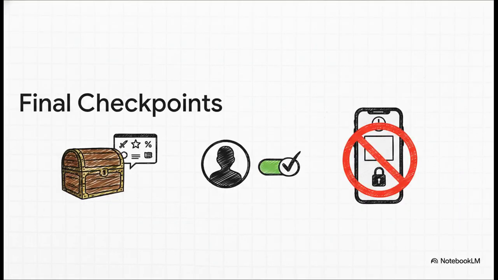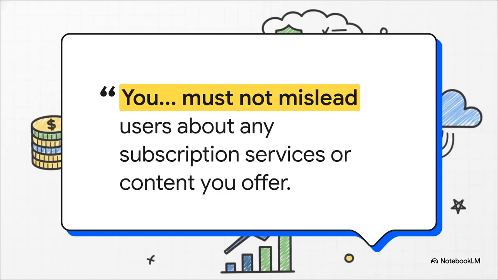Okay, and to wrap things up, let's run through a few final checkpoints that are super important. First, loot boxes. If your app sells randomized virtual items, you must disclose the odds of getting each item before the purchase is made. Second, user choice. You have to respect a user's decision to opt out of personalized ads. And third, lock screens. Unless your app is a lock screen, you are absolutely forbidden from monetizing the device's lock screen. Period.